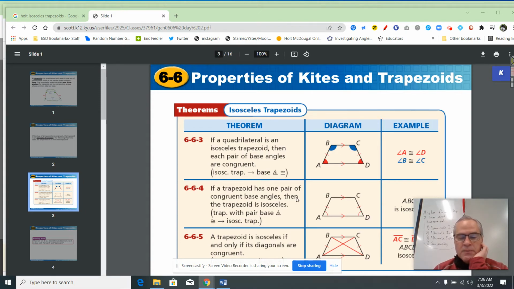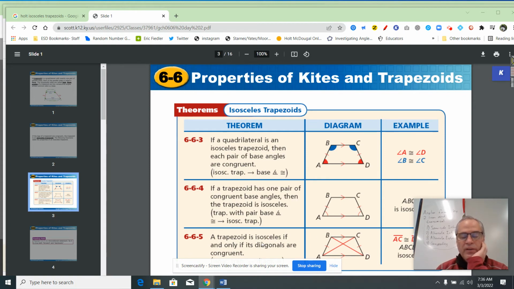Theorem number two says, if a trapezoid has one pair of congruent base angles, then the trapezoid is isosceles. Okay, so this is kind of the converse of the first one. If it has two base angles that are congruent, then these sides have to be congruent. And the last one, a trapezoid is isosceles if and only if its diagonals are congruent.